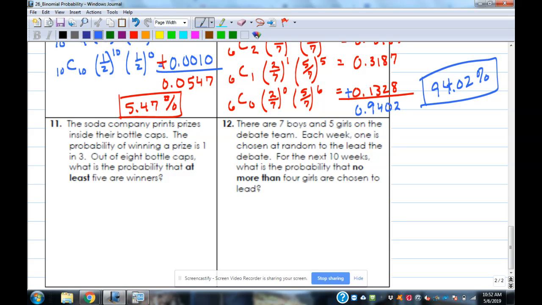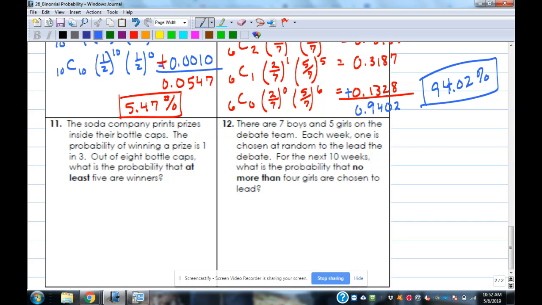Do we need to go through that? Concept is what I'm after here. Can you do that? There's no need in us working all those out. Y'all can do that. Number 12, 7 boys and 5 girls in the debate team.